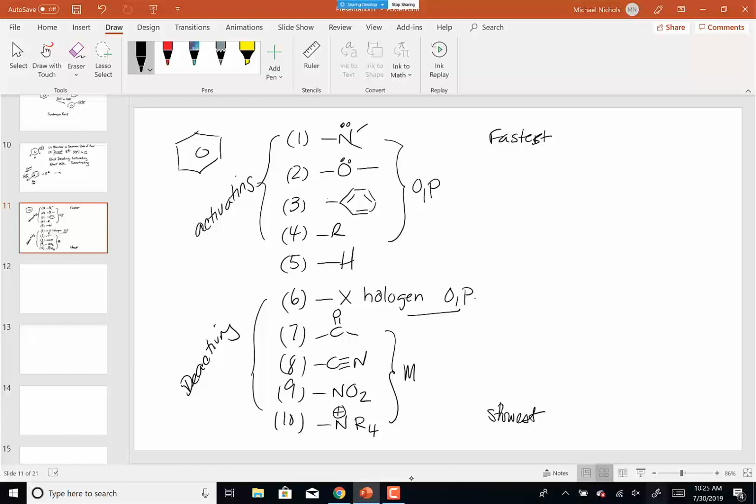There's a reason why you have to know this chart, because this chart's going to be important when I have not one group on the ring, but 2 groups on the ring and I'm trying to add a third. Who's going to direct?